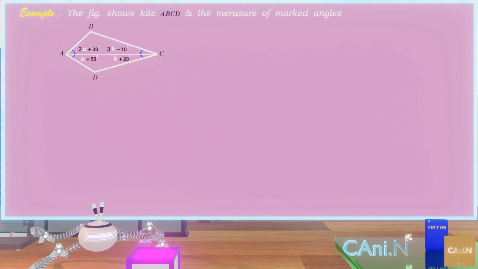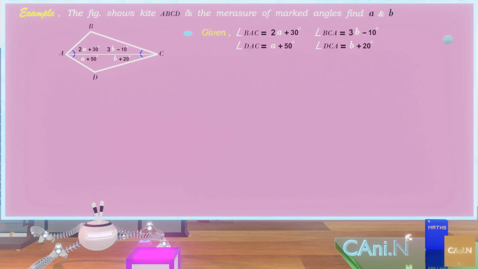Corresponding angles are angle A and angle P, angle B and angle Q, angle C and angle R. Example: the figure shows kite ABCD and the measure of marked angles. Find A and B. Given, angle BAC equals 2A plus 30 degrees, angle DAC equals A plus 50 degrees, angle BCA equals 3B minus 10 degrees, angle DCA equals B plus 20 degrees.